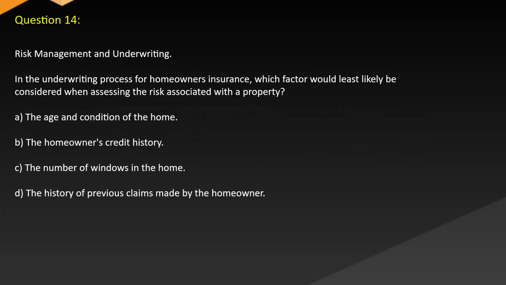Question 14. Risk management and underwriting. In the underwriting process for homeowners insurance, which factor would least likely be considered when assessing the risk associated with a property? A. The age and condition of the home. B. The homeowner's credit history. C. The number of windows in the home. D. The history of previous claims made by the homeowner.